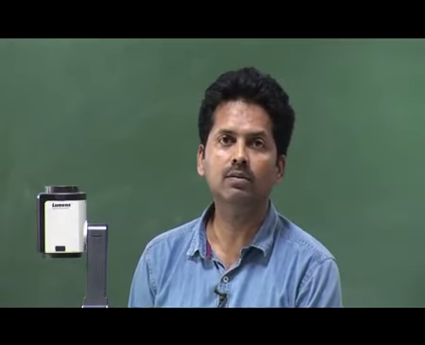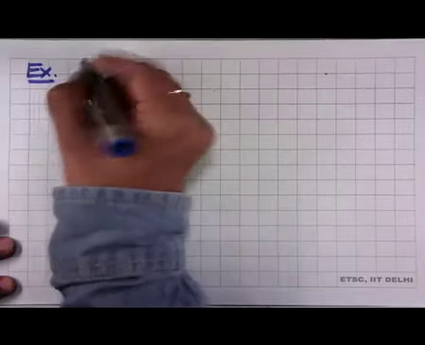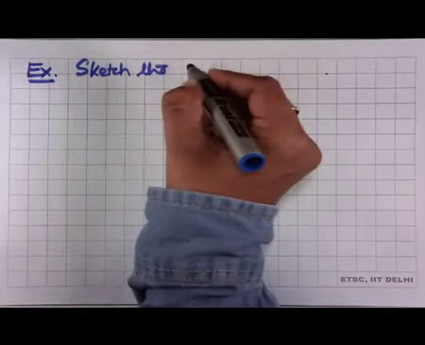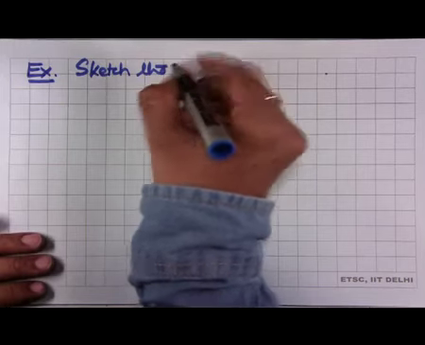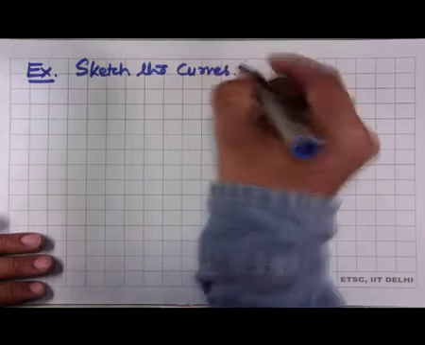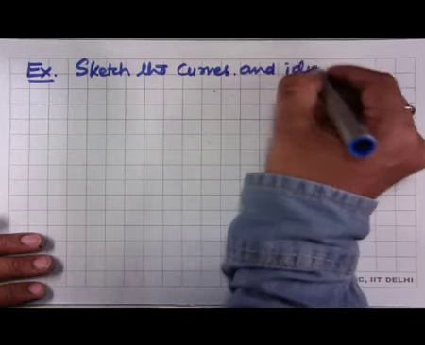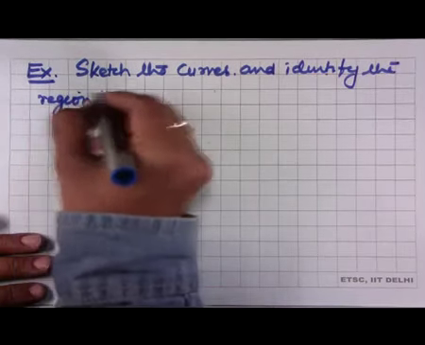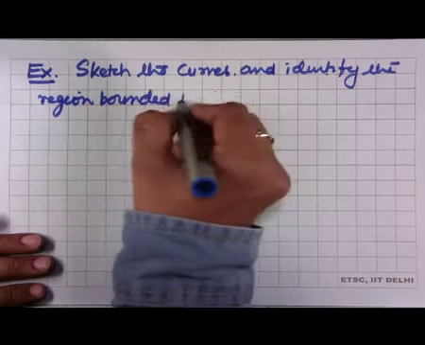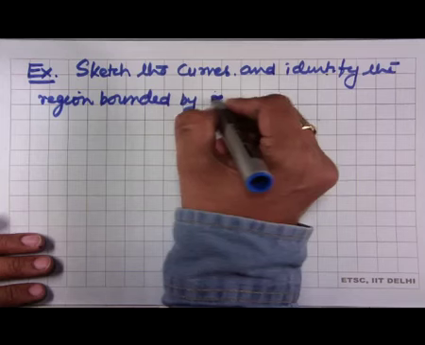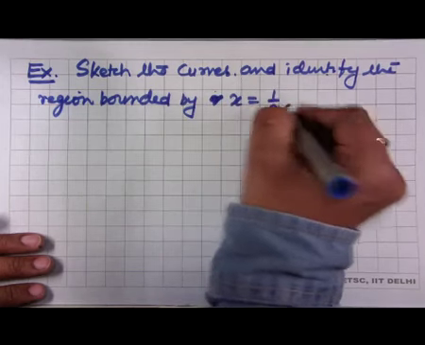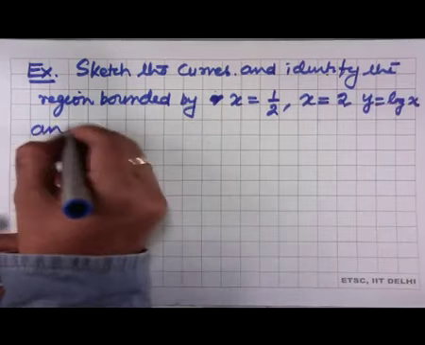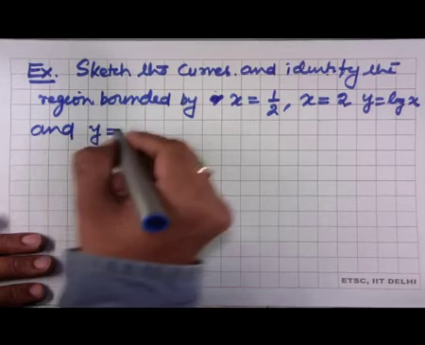Let us take one more example. Sketch the curves and identify the region bounded by x equals half, x equals 2, y equals log x, and y equals 2 to the power x.